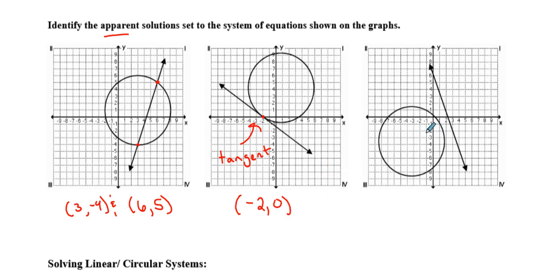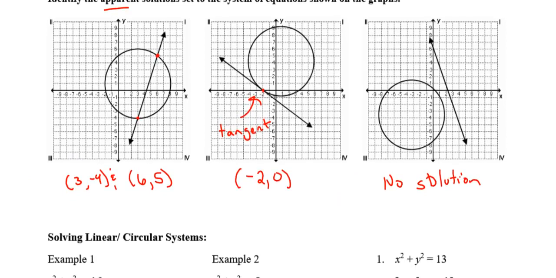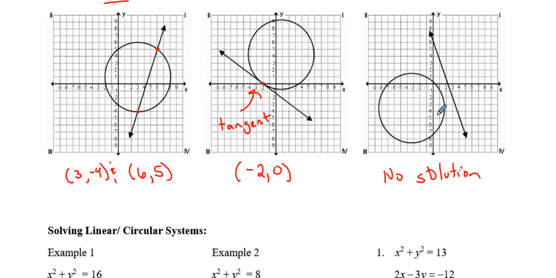All right, and in our third one, there are no real solutions. Now there could be some imaginary solutions going on, but again, we're not going to worry about that in this situation. We'll just say that there are no real solutions to this system, and we'll move on from there.